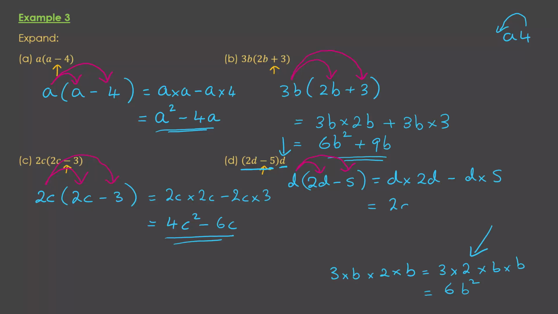This first one is going to be 2D squared, similar discussion to what we had here, and then 5D, similar discussion to what we had up here.